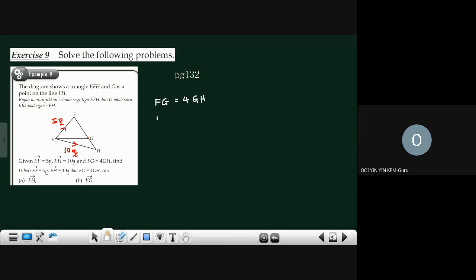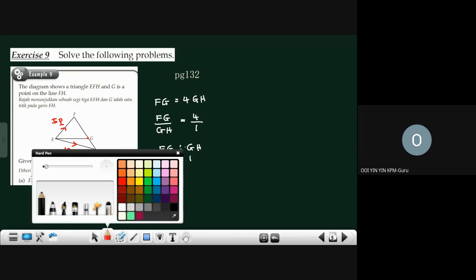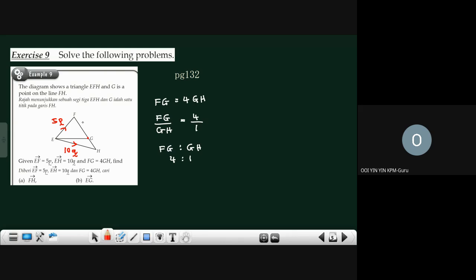Your GH moves to here, you get FG over GH. And then here you have only 4, right? 4 doesn't mean 4 only, it is 4 over 1. So from here, you get that your FG to your GH will be 4 to 1. Please make it safe like this, so that you don't misread it later. 4, 1, like this.